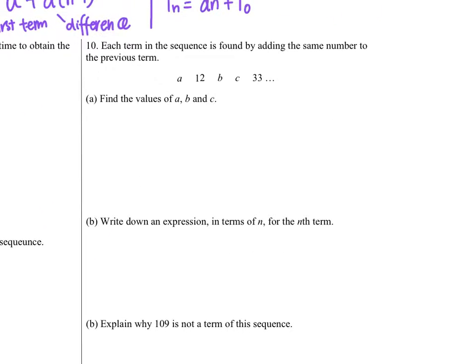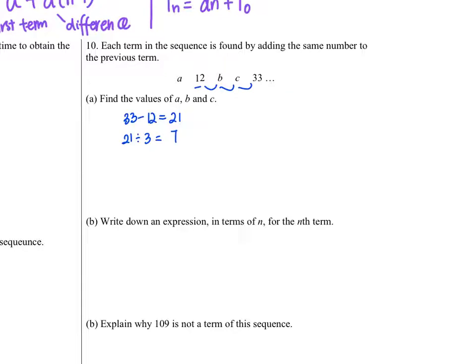This question is actually similar. Each term can be found by adding the same number to the previous term. Let us take a look from 12 to 33. 1, 2, 3. I added 3 times. So I need to find 33 minus 12, which is 21, and then I added 3 times, so 21 divided by 3 gives me 7. I'm adding 7.